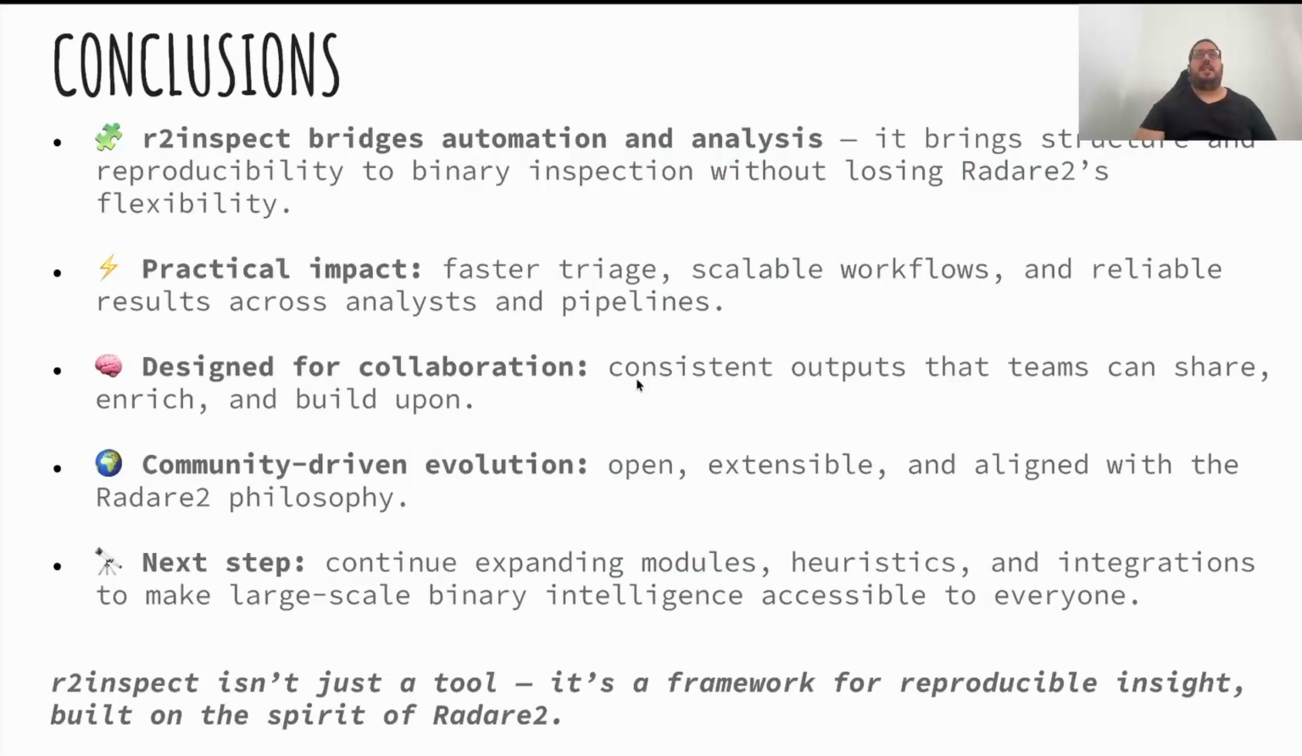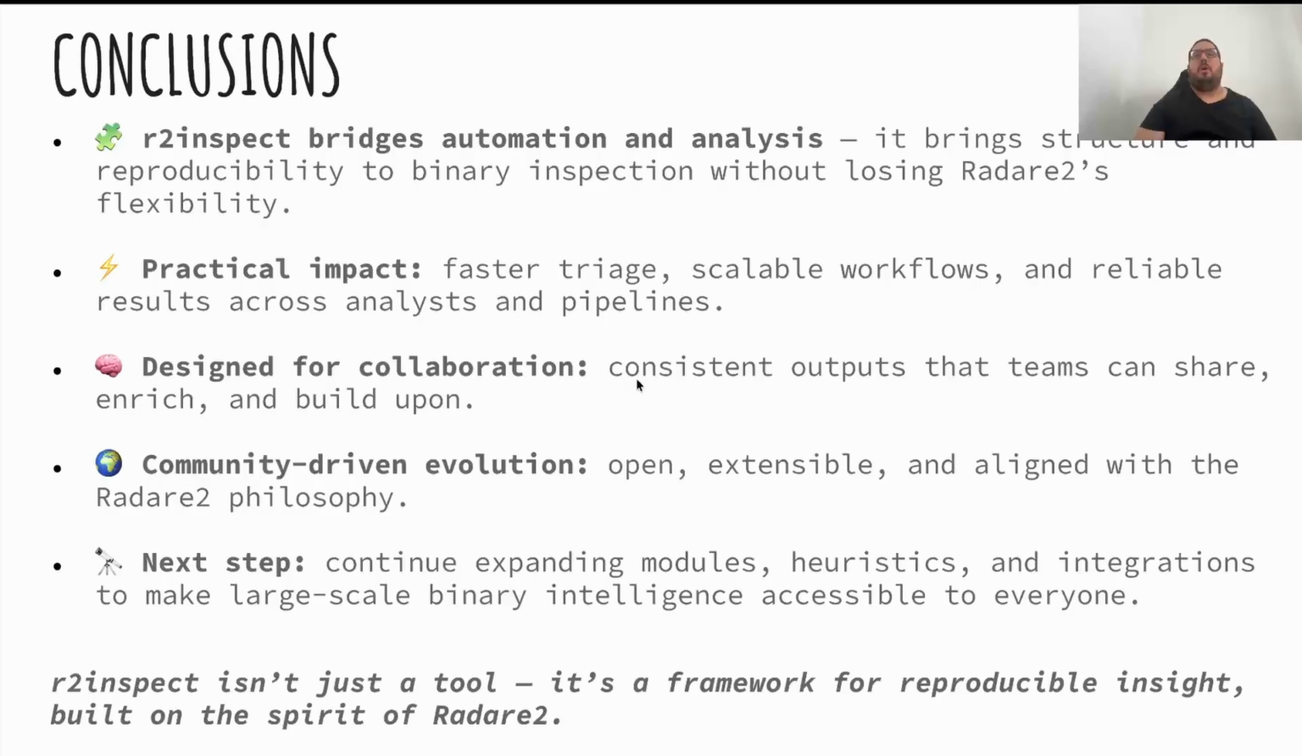So to finish this presentation, let's go with the conclusion. R2Inspect will bridge automation and analysis. It will bring structure and reproducibility to binary inspection without losing the Radare2 flexibility. It has a practical impact, so the idea is to have faster triage, scalable workflow, and reliable results across analysts and pipelines. It's designed for collaboration.